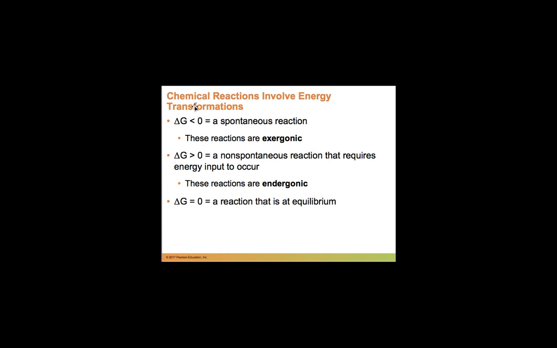When your delta G is less than 0, so when it's negative, typically, you're going to have a spontaneous reaction. Spontaneous reactions are going to be exergonic. When your delta G is greater than 0, you're going to have a non-spontaneous reaction. Non-spontaneous reactions are going to require an input of energy. Therefore, we call them endergonic reactions. So exergonic reactions release energy. Endergonic reactions require energy in order to proceed. When your delta G is equal to 0, your reaction will be at equilibrium.